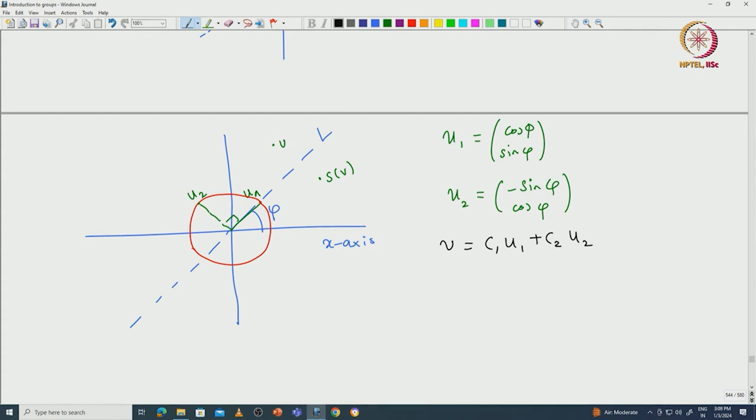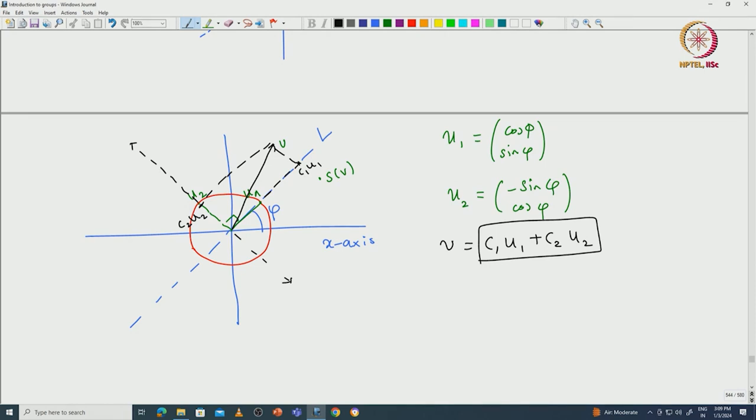In particular, if you project V on this, this is going to be your C1 U1. And similarly, if you extend this line and project it on this, then this is going to be your C2 U2. Now you are interested in computing this V. This is your vector V. Now what will be the parallelogram? Because V is obtained from summing C1 U1 plus C2 U2, this is the parallelogram that you get. This is the complete parallelogram.